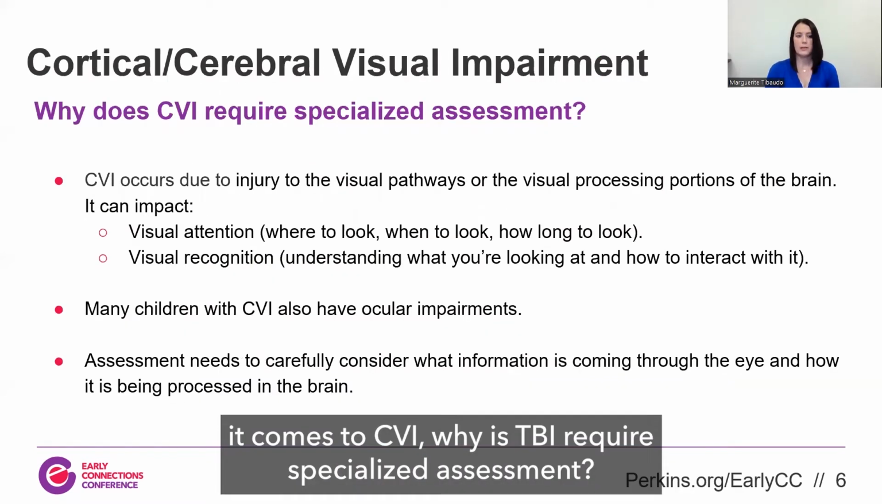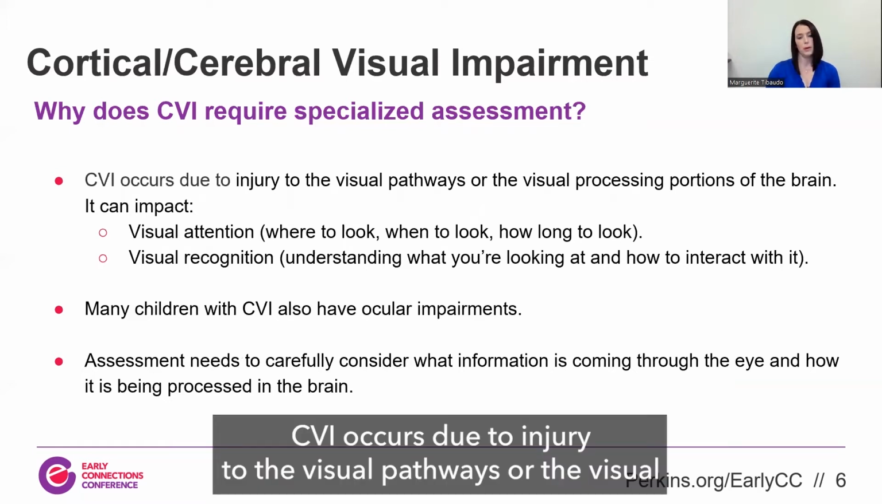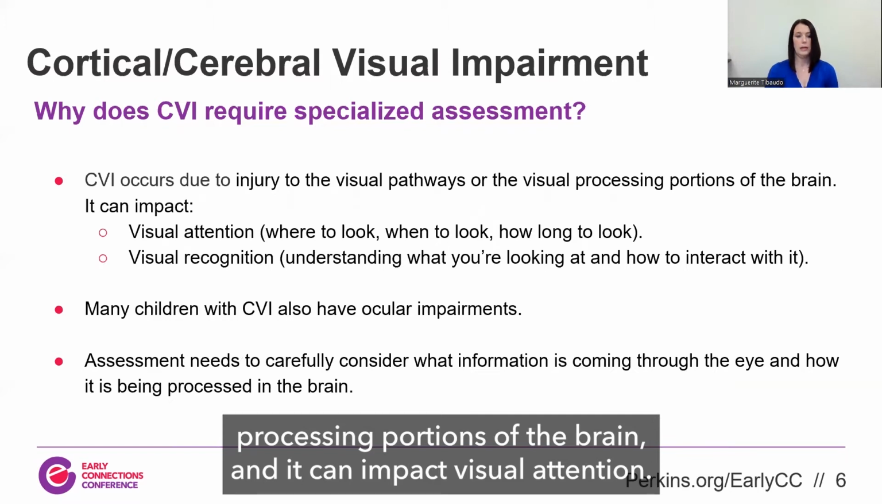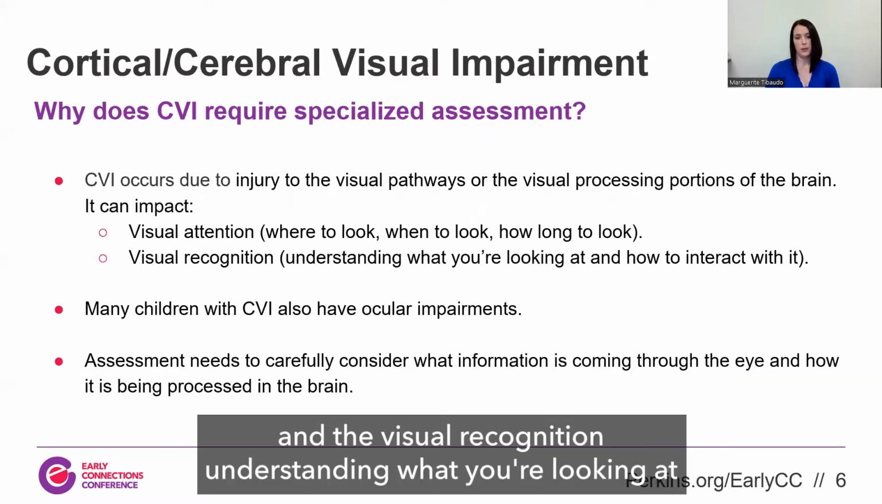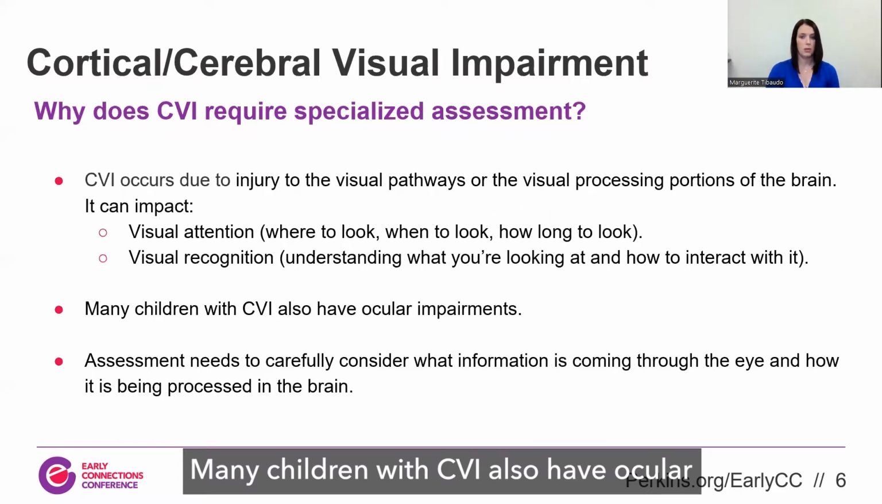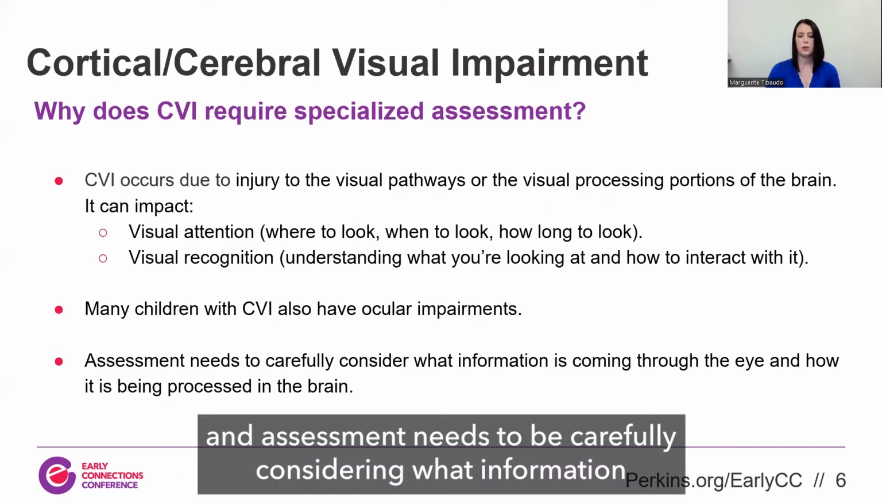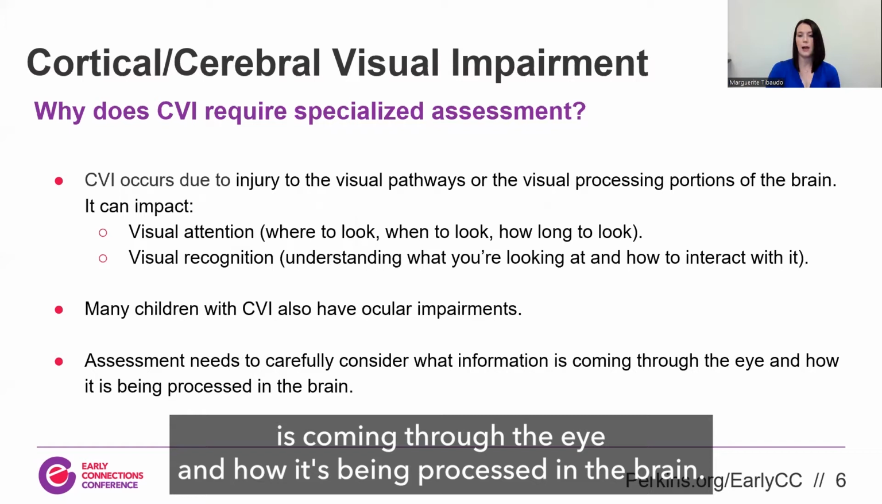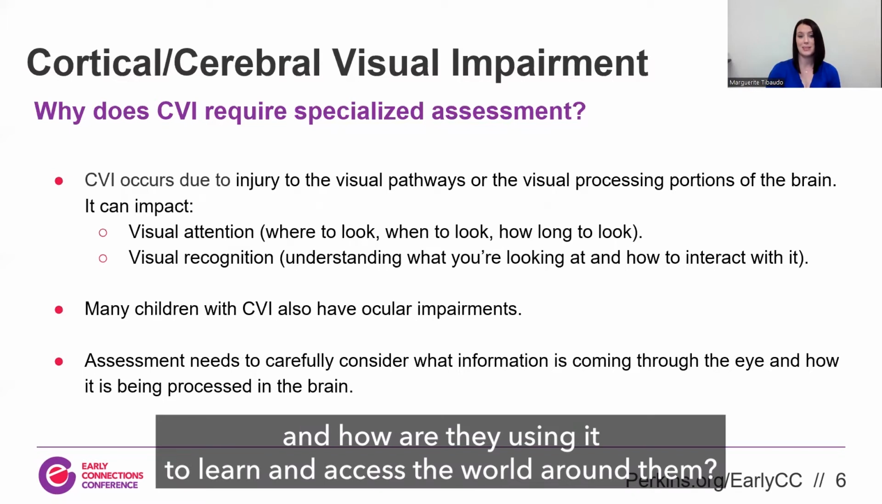So when it comes to CVI, why does CVI require specialized assessment? CVI occurs due to injury to the visual pathways or the visual processing portions of the brain. And it can impact visual attention, so where to look, when to look at something, or how long to look at it. And the visual recognition, understanding what you're looking at and how you should be interacting with it. Many children with CVI also have ocular impairments that need to be considered during evaluation. An assessment needs to be carefully considering what information is coming through the eye and how it's being processed in the brain. How is that child obtaining information and how are they using it to learn and access the world around them?